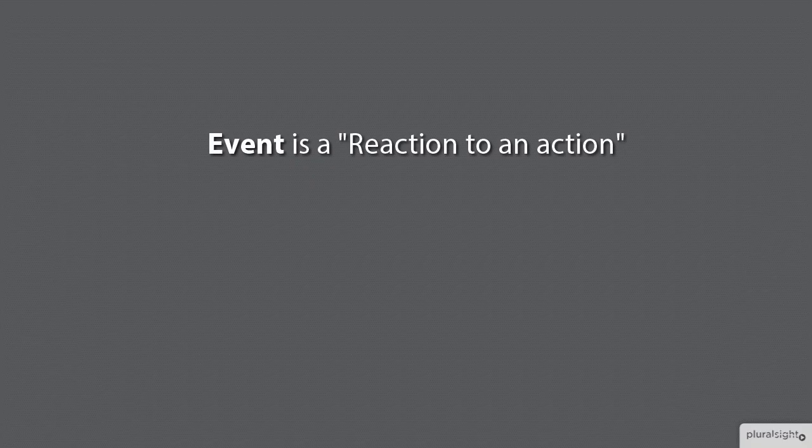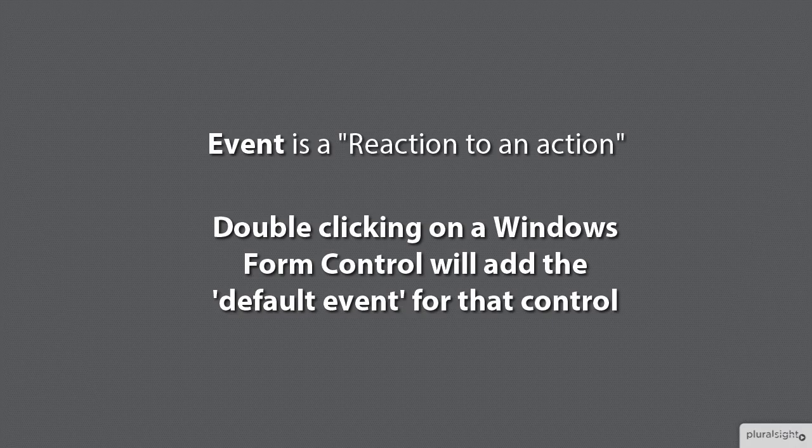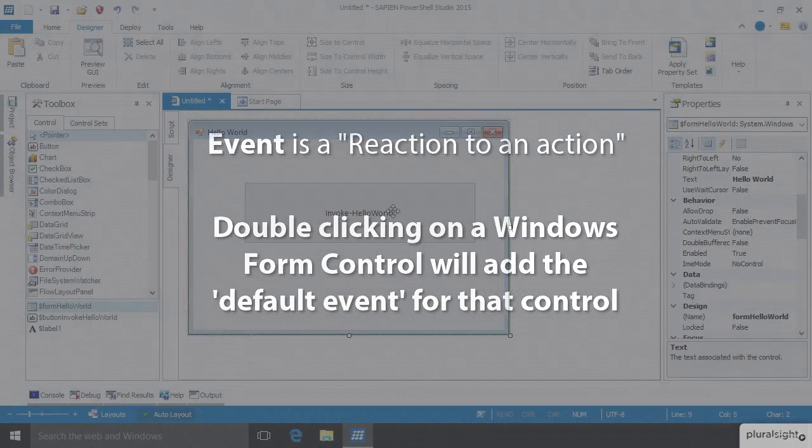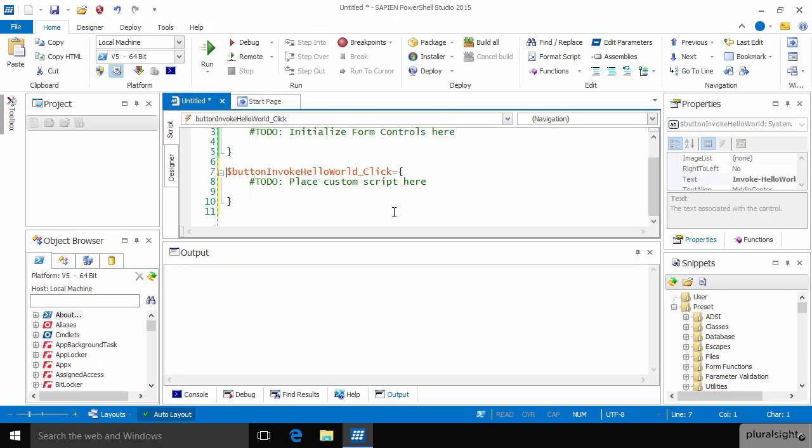Next, we need to add an event handler for the button control. An event is a reaction to an action, which in our case is the click action. So when the user clicks on the button, we need to change the text of the label to Hello World. The easiest way to add an event to a control is to simply double click on it. This will add the default event for that control, which in the case of a button is a click event. Let's go ahead and double click on the button.